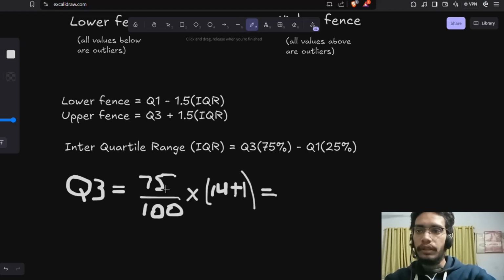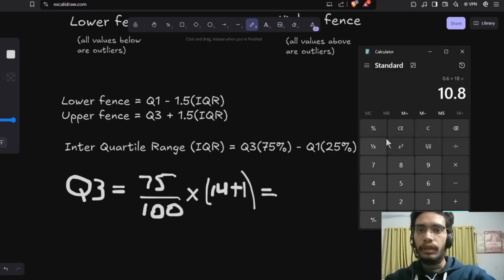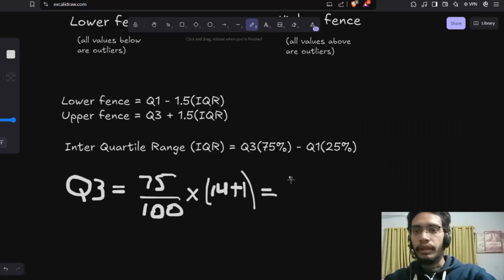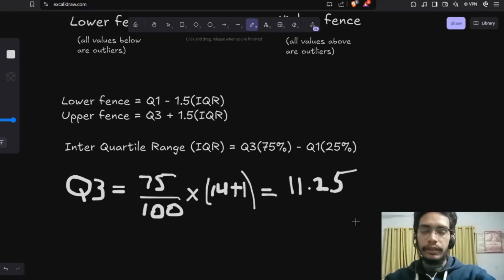So what will be our answer here? Let's calculate this: 75 divided by 100, and multiply by 15. So we got 11.25. Now this 11.25 is an index. It is not the actual value. Remember, when you calculate the percentile and get the value from the percentile, it is not the exact value.